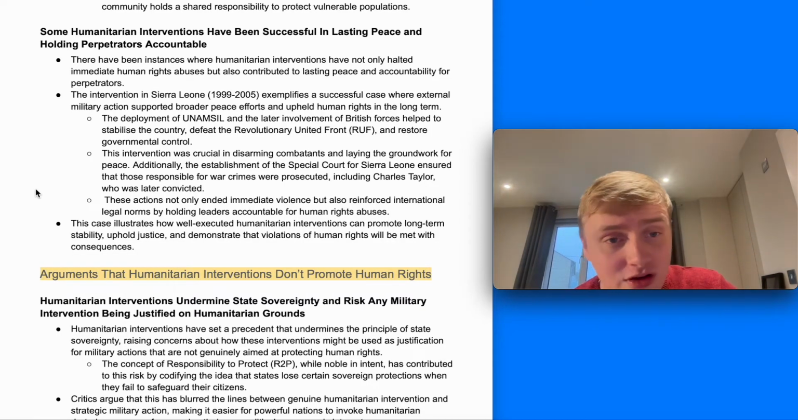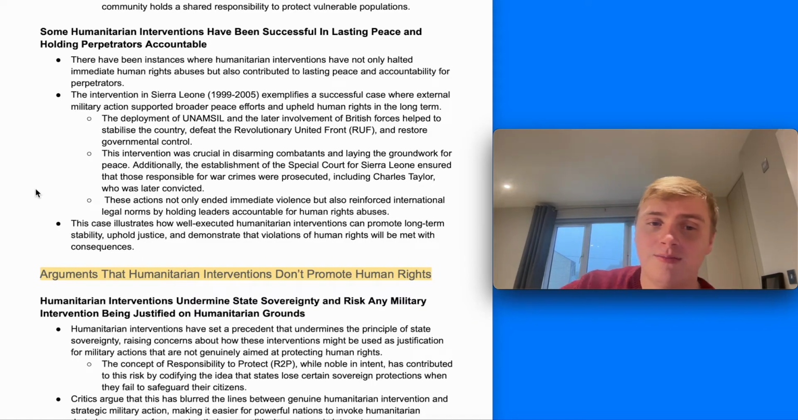It was crucial in disarming combatants and laying the groundwork for peace, and crucially, the fact that it was combined with a Special Court for Sierra Leone, which is an international tribunal, ensured that those responsible for war crimes were prosecuted, including Charles Taylor, who was later convicted. And this shows how well-executed humanitarian interventions can promote long-term stability, uphold justice, and demonstrate that violations of human rights will be met with consequences.